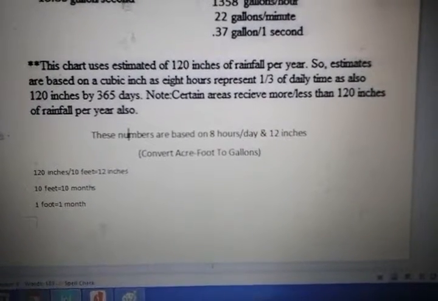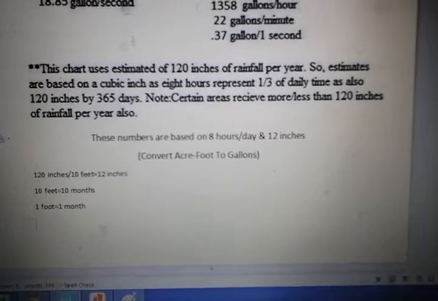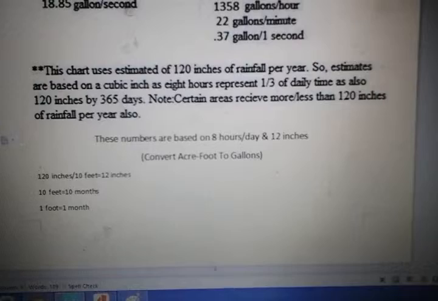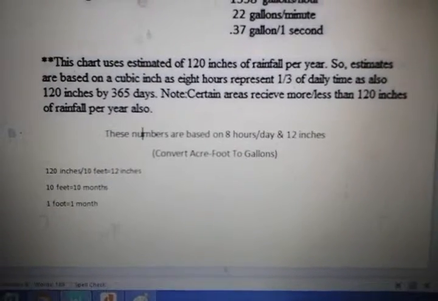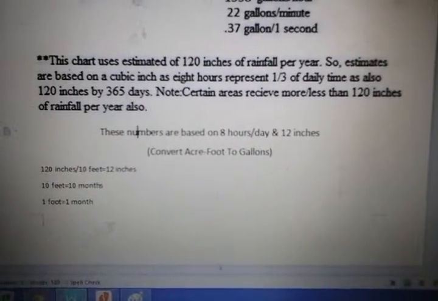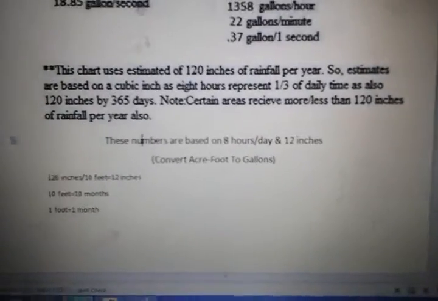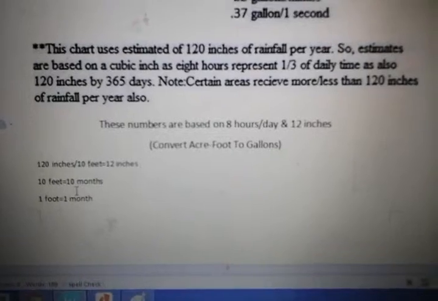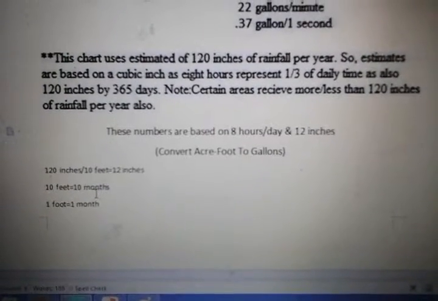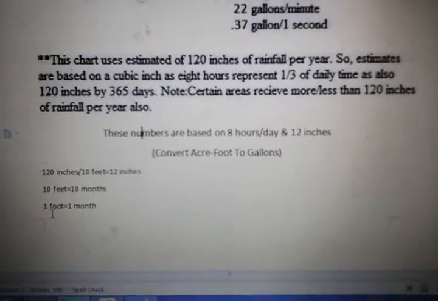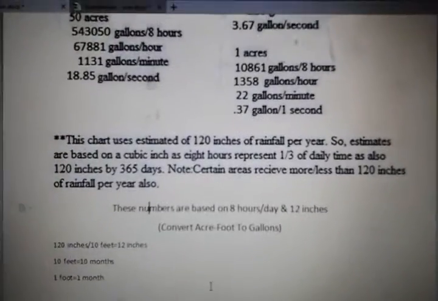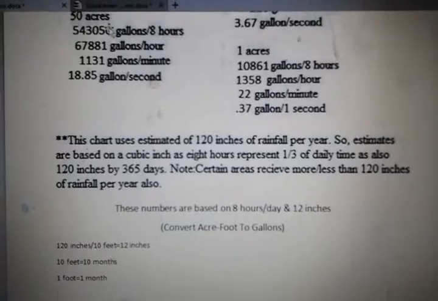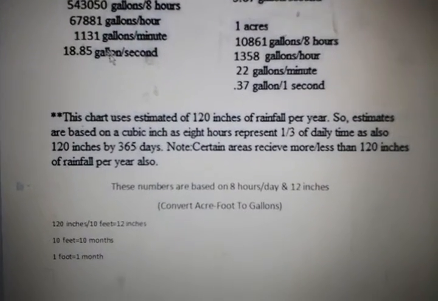acre foot to gallons. Acre foot to gallons, you can do that Google search here. 1 foot means 12 inches. So what we did is 120 inches into 10 feet became 10 inches. So 10 feet right here. Sorry about that. 10 feet divided by 10 months. What that means, 1 foot per 1 month. So basically this kind of estimation is for each month.